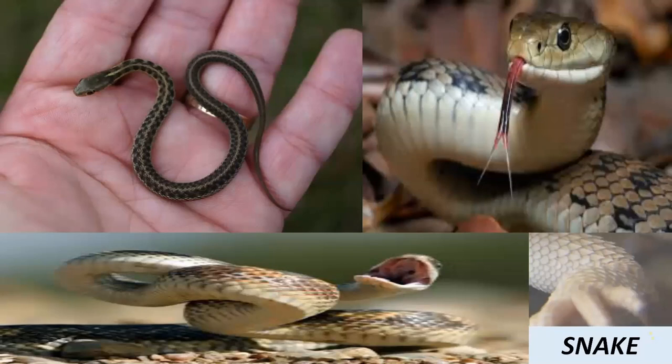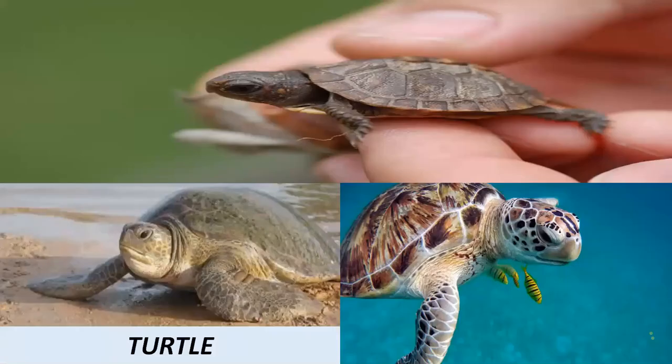These are the different types of snakes. Now the next example is the turtle. We have turtle and tortoise.